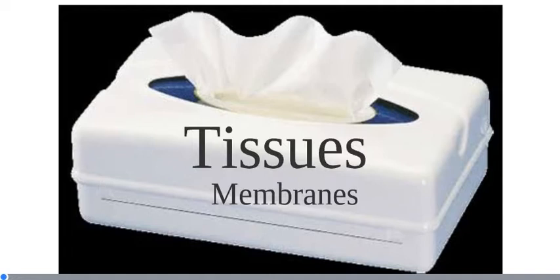The final topic in the tissues chapter is about membranes. Now, membranes are where multiple tissues come together. As we move through the levels of organization between the molecular or chemical level and the cellular level, we have molecules, macromolecules, organelles. Between tissues and organs, we have membranes, which is more than a tissue but less than an organ.